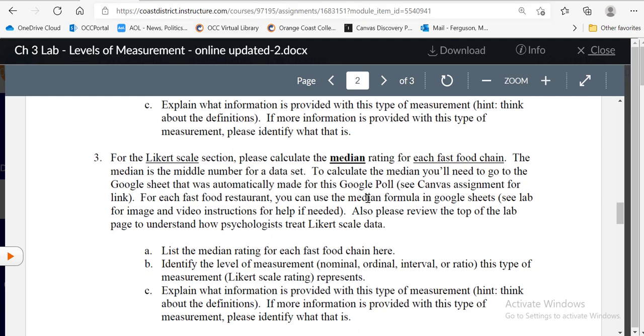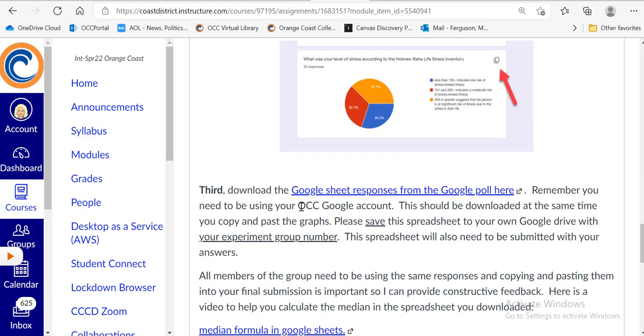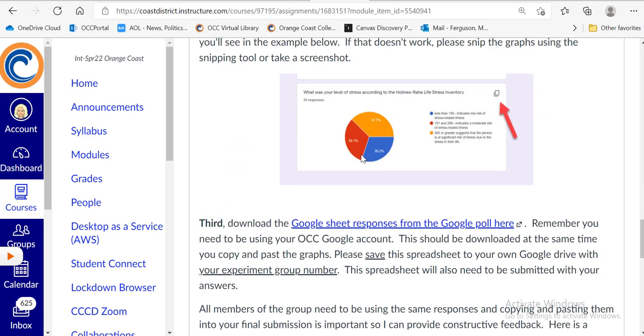And for that, you will need to go to the Google Sheet that was automatically created. And you can see, going back to the lab page, here's an example of that pie chart. So it shows you here where you can copy it. There's this little icon here in the corner. And if you click on that, it'll allow you to copy it, and then you can just paste that right into your answer sheet.